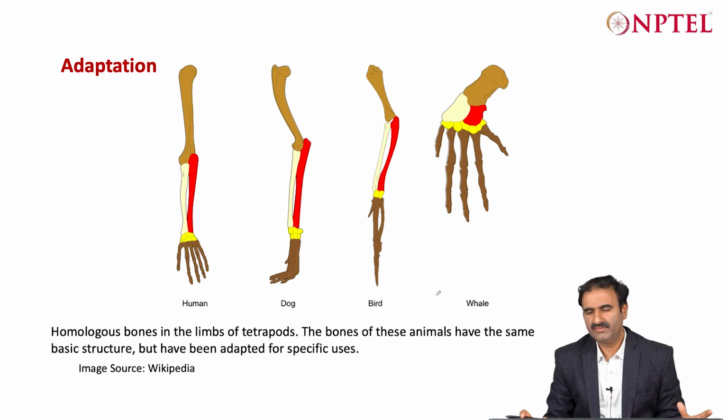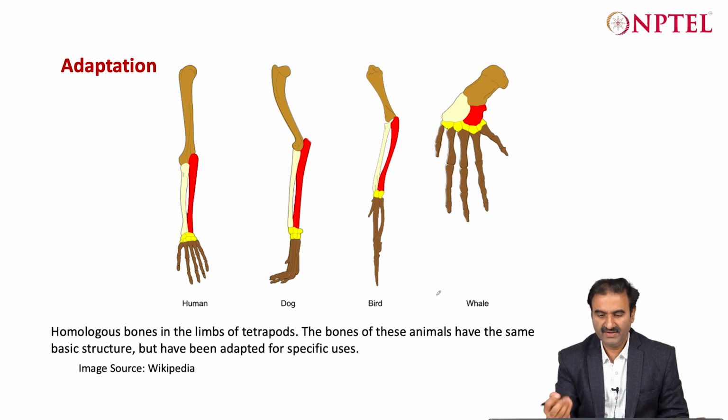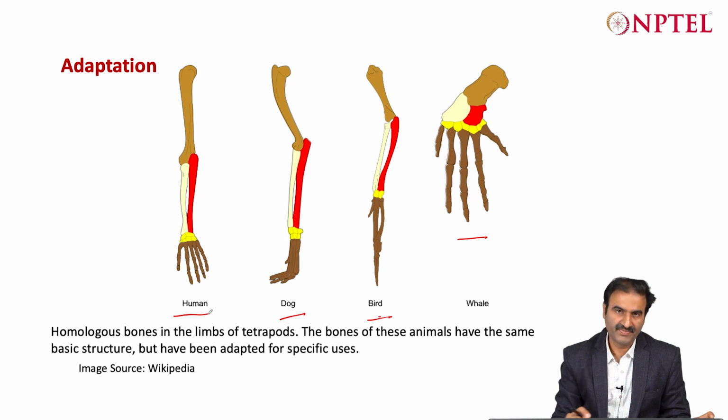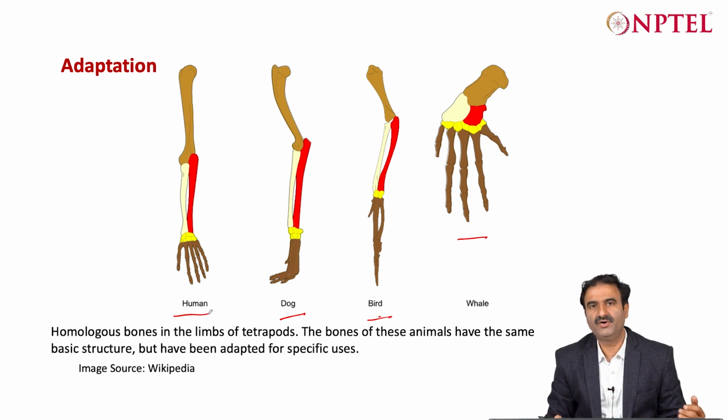Now some examples of adaptation and how things evolved. You can see that in the whale the hand looks something like this, in the bird it is the same structure and looks like this, in the dog it has taken this shape, and in the human it has taken this shape. This tells how the bone structure, which was homologous earlier in tetrapods, has changed to something with a very finger like structure in humans.